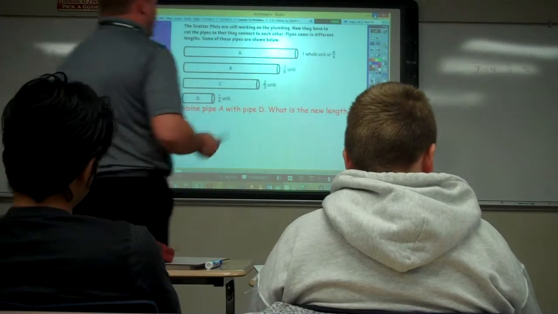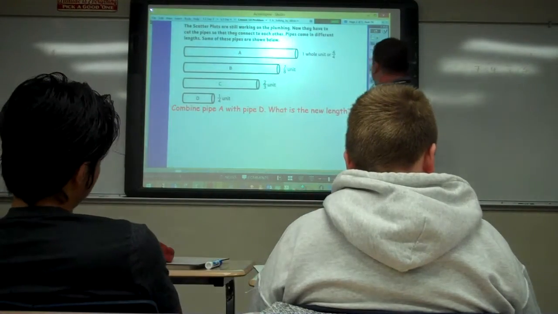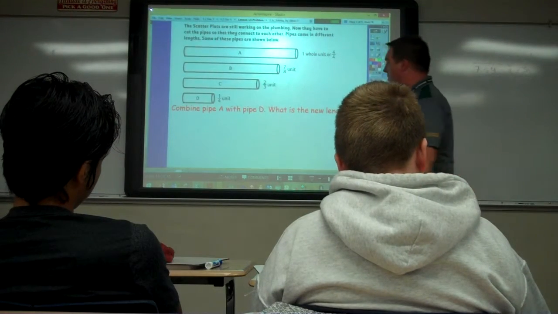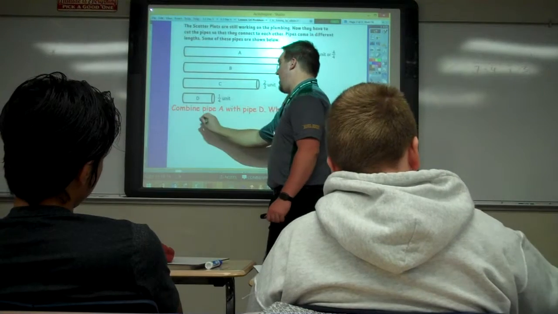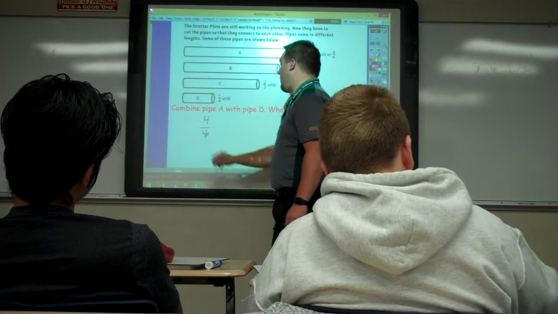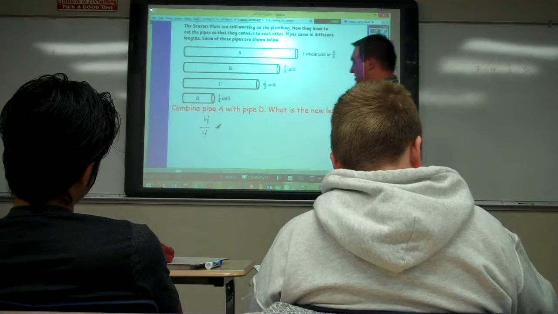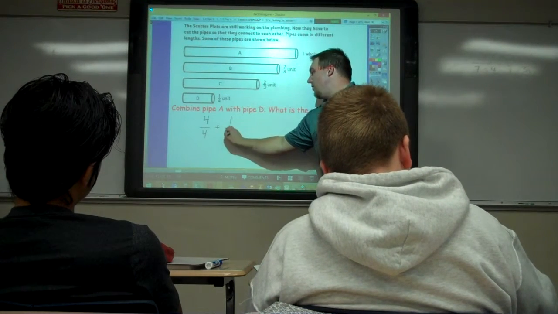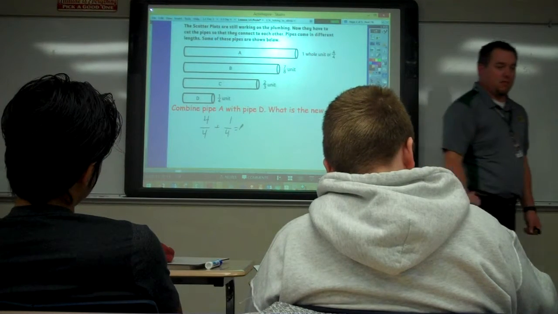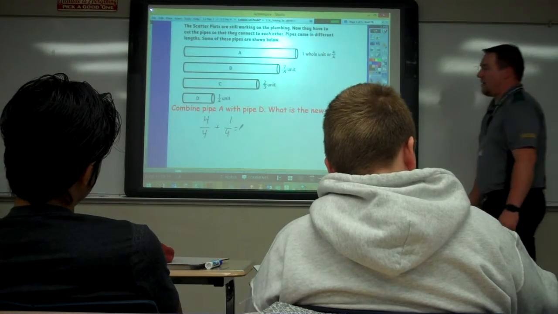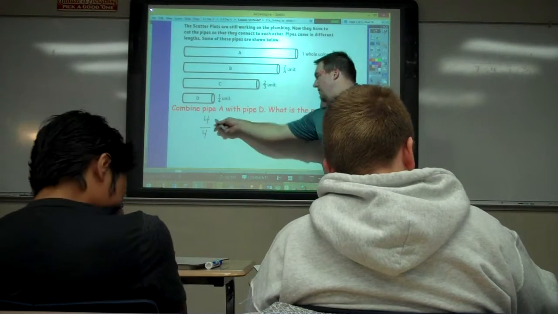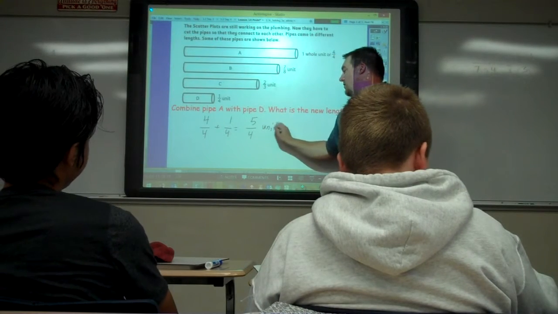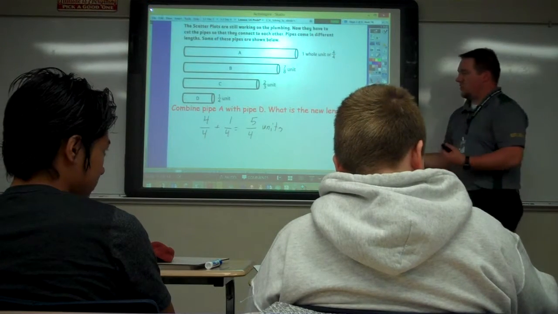Okay, so let's set this up. We have pipe A. They're telling us it's 1 unit or 4/4. We can use either part that we want. Take 4/4, so pipe A, 4/4 plus, how much is pipe D? 1/4. Do we need to change anything here? No. Nope. Just add, what do we get? 5/4 in our label, units. Okay? So we're doing problems like this.